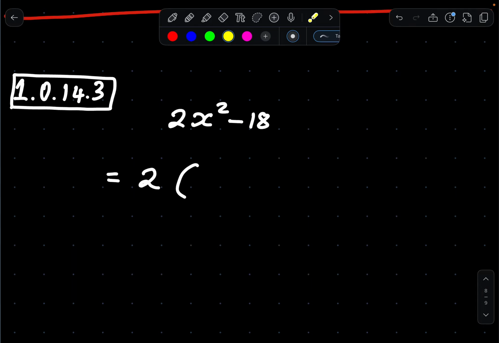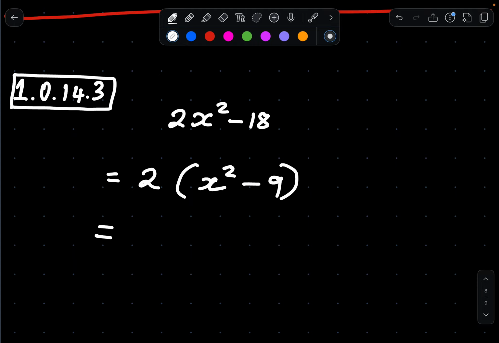Now we say 2x squared divided by 2. This 2 will cancel that, so we're left with x squared. Write x squared there. Then we come back again, we say negative 18 divided by 2. That will give us nothing but minus 9.